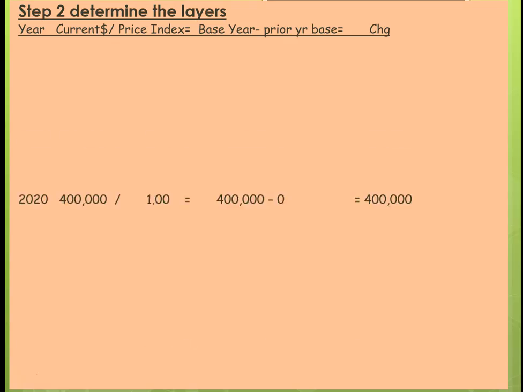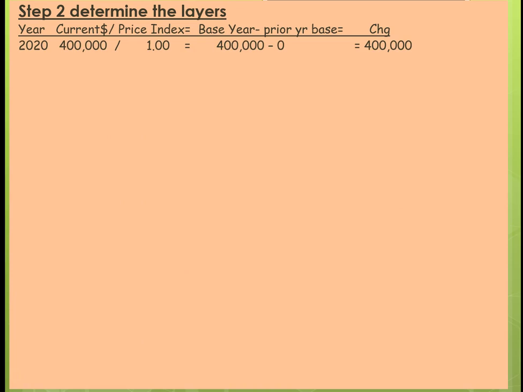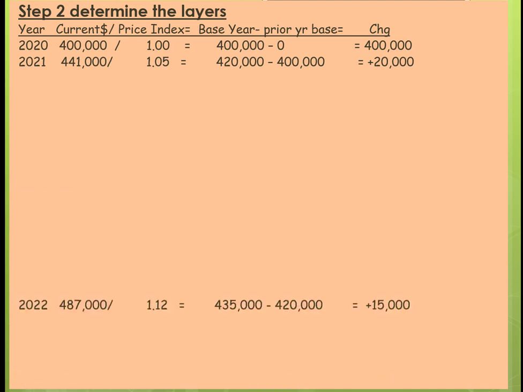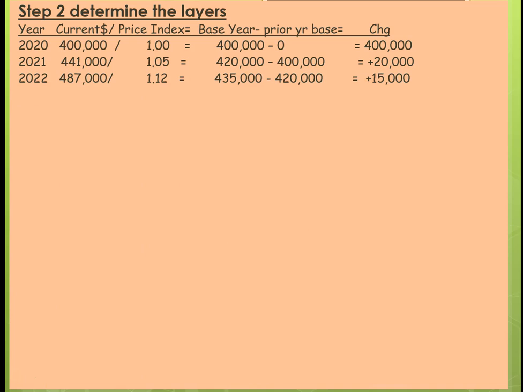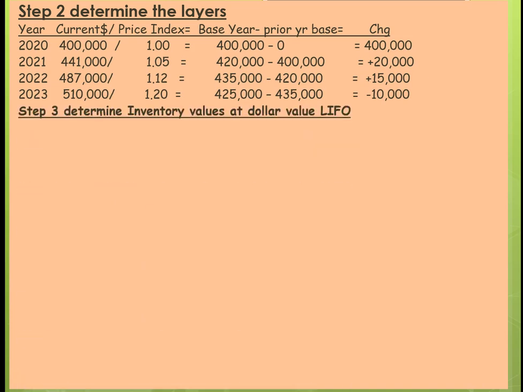Now, what we're going to do is for 2020, the first year is always the base year. In 2021, we added a layer of 20,000. In 2022, we added a layer of 15,000 at the 1.12 index. And in year 3, we went down by 10,000. So now let's take a look at valuing this using our dollar value LIFO.